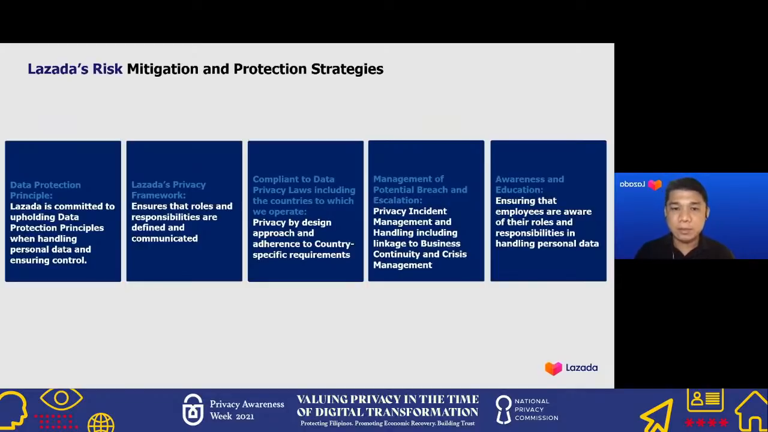Fourth would be management of potential breach and escalation. This is where we have an internal privacy incident management and handling, which includes linkages to our developed business continuity and crisis management programs. And lastly, we also are putting emphasis on awareness and education. We ensure that employees are aware of their roles and responsibilities in handling personal data. And at the same time, we also endeavor to do the same to our business partners.